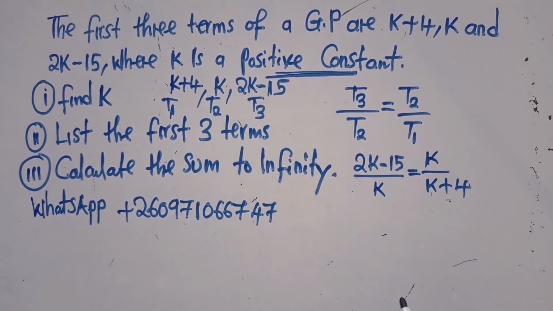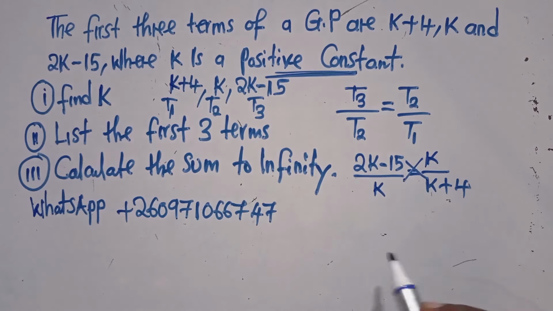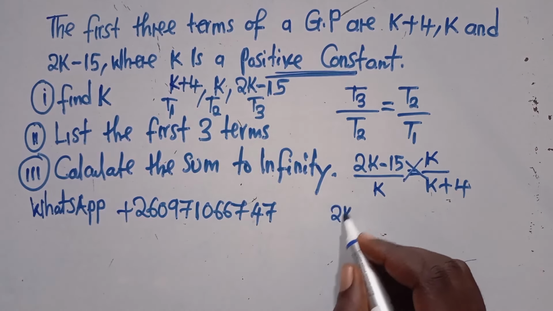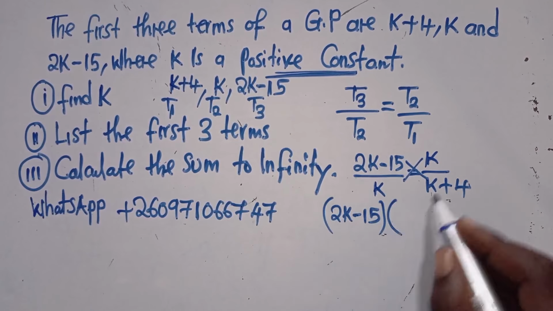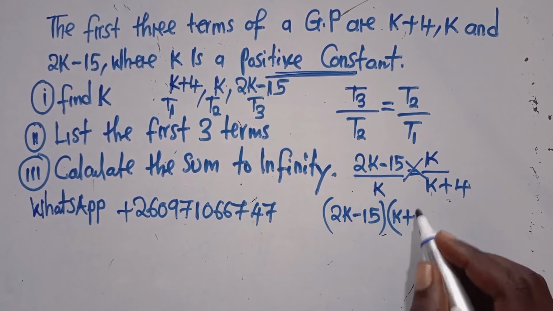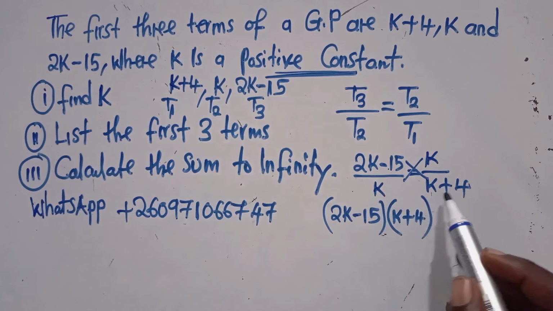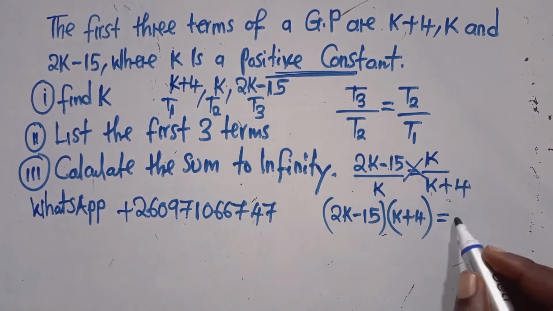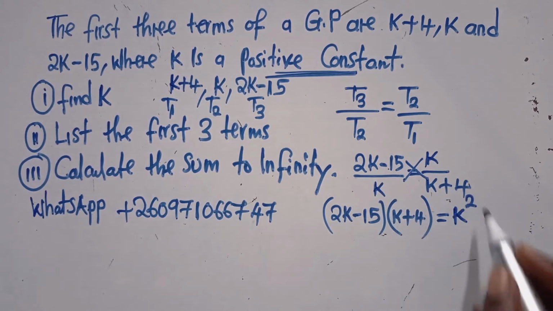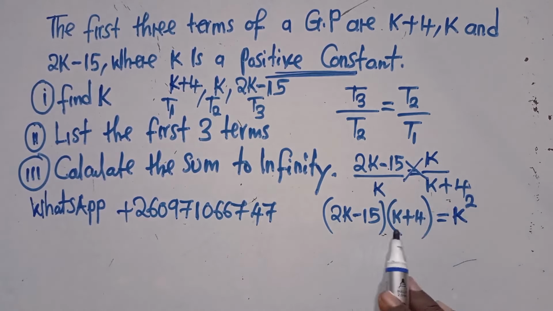From here, what are you going to do? You cross multiply. Where you've got 2k minus 15, you do this. Then you also have that one, k plus 4. You cross multiply. This one goes with that, that one goes with that, which is equal to k times k. That is k squared. Meaning I just need to expand this part that is here.